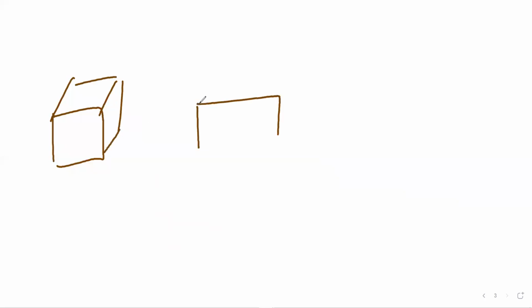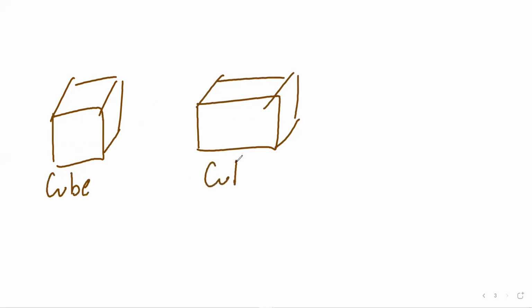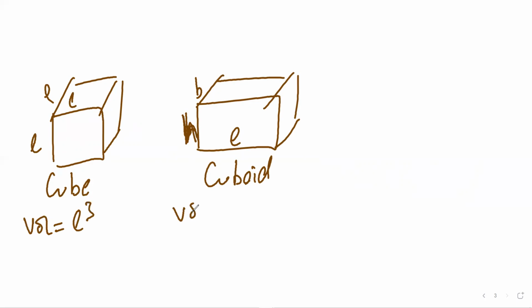Please try to understand. Till now, the only volumes that have been discussed with you are of cube and cuboid, because they are very simple figures. So this can be L, so this volume would be L cube and this would be LBH. Mr. Aryaman, have you understood?